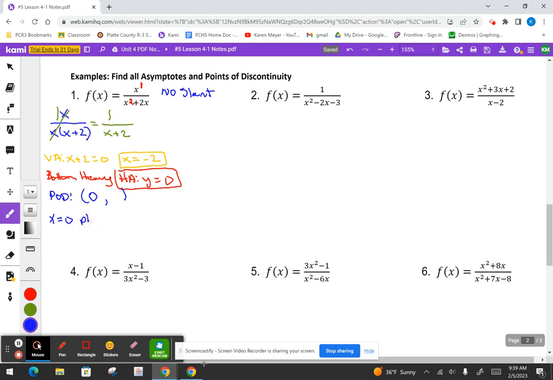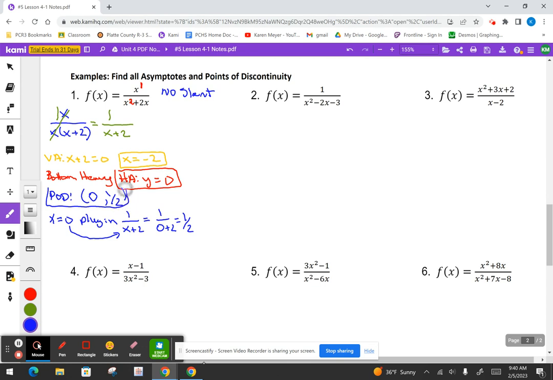Now what you want to do is plug in 0 on what we had left, not the original problem, but what we had left when we simplified it, which was 1 over x plus 2. So then I want to take this 0 and plug it in right here for x. So we're looking at 1 over 0 plus 2, which gives me 1 over 2.